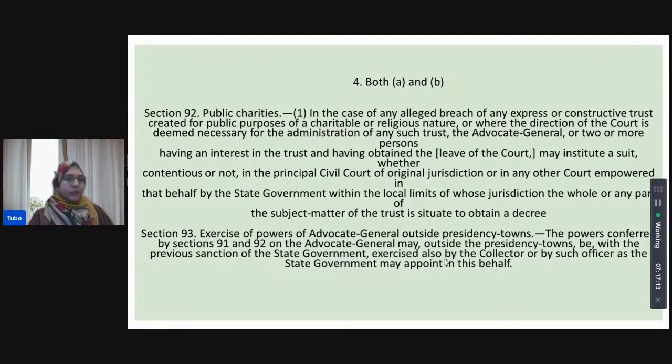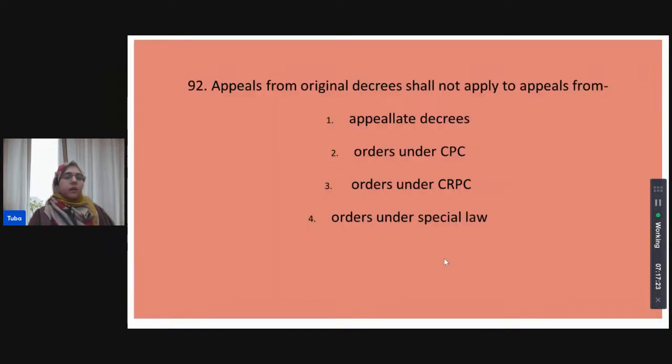We go to section 92 that deals with public charities, and section 93 that deals with exercise of powers of Advocate General outside presidency towns. Question 92: appeals from original decrees shall not apply to appeals from which of the following? Appellate decrees, or orders under CPC, or orders under CRPC, or orders under special law.